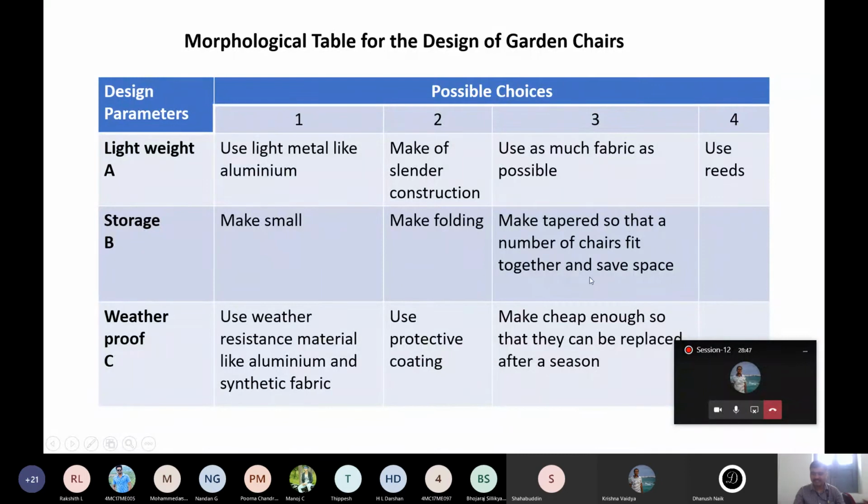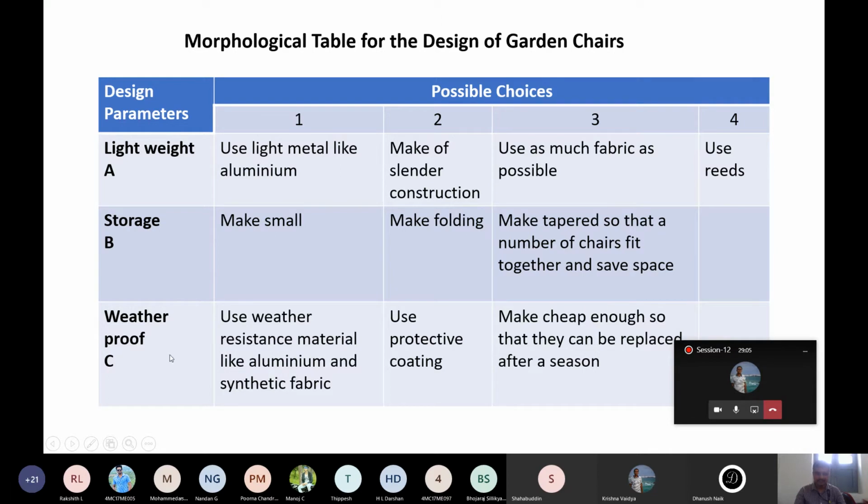Okay, plastic chairs used in functions. So you have seen how they can be arranged. You can keep one over the other, since they have this taper structure. Next, another consideration is it should be weatherproof.